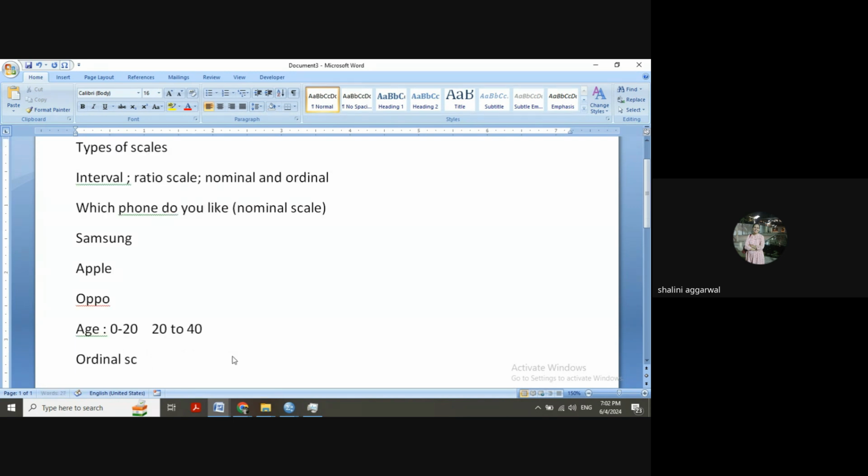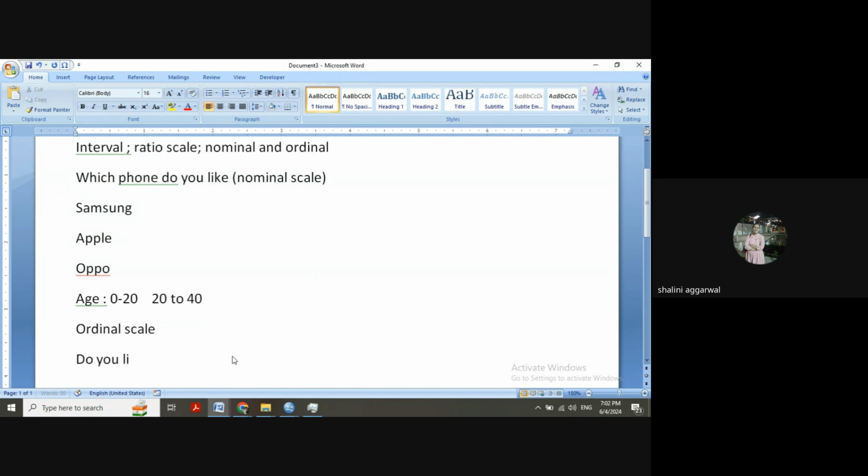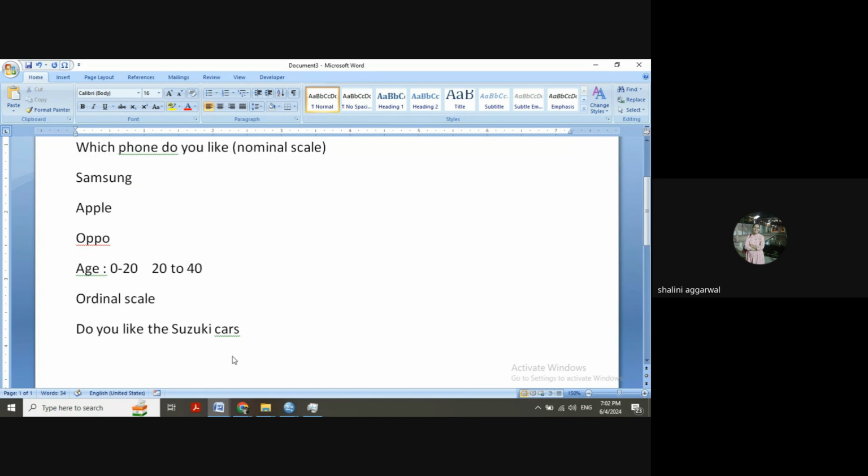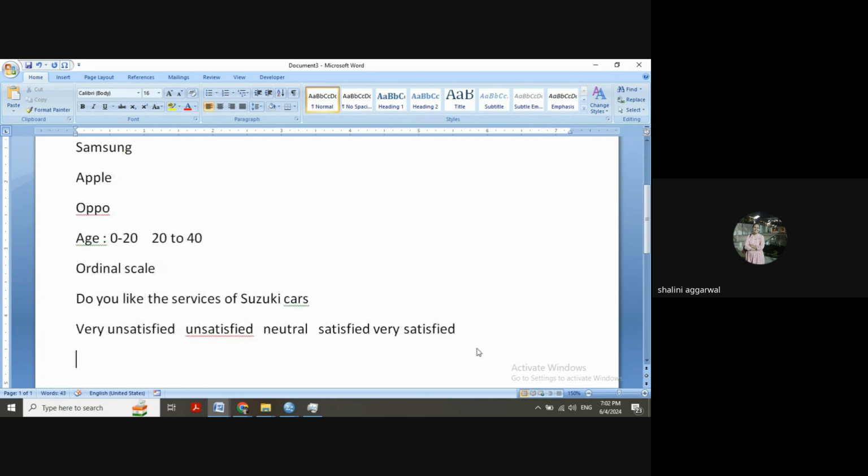So what is an ordinal scale? Do you like the Suzuki cars? Yeah, do you like the services of Suzuki cars? So on a scale, very unsatisfied, unsatisfied, neutral, satisfied, or very satisfied. So this is an example of an ordinal scale, right? Beyond this, we talked about the ratio scale and interval scale, right?